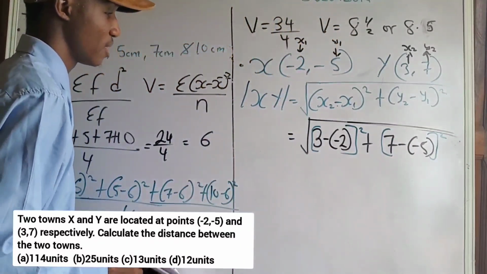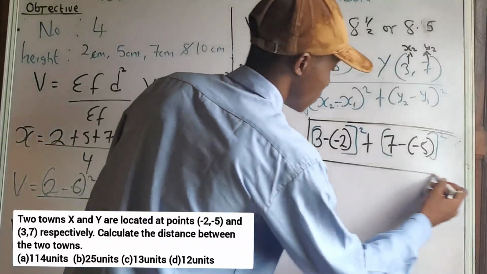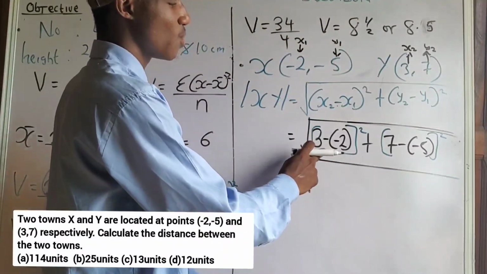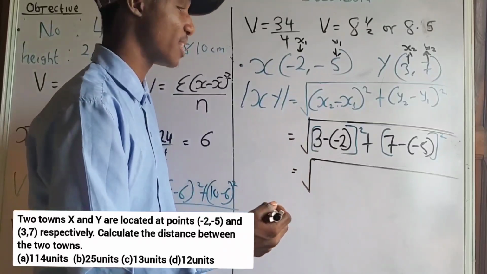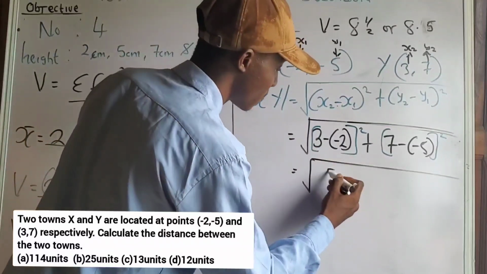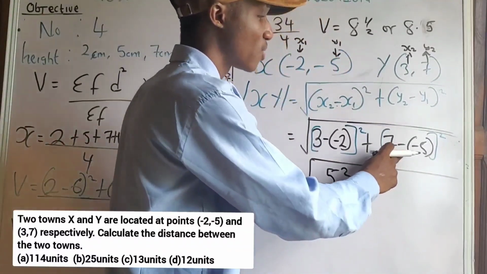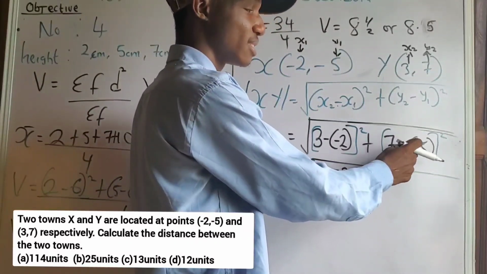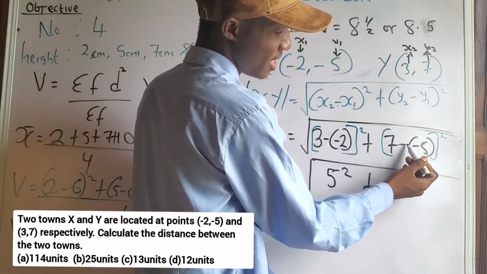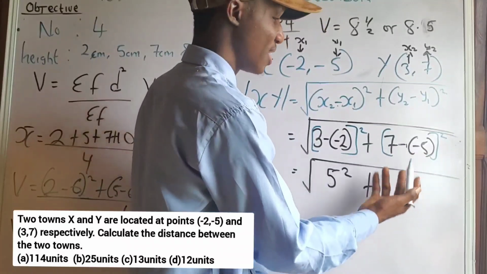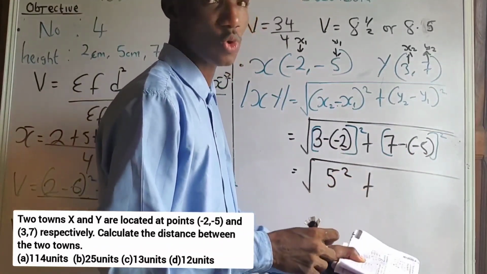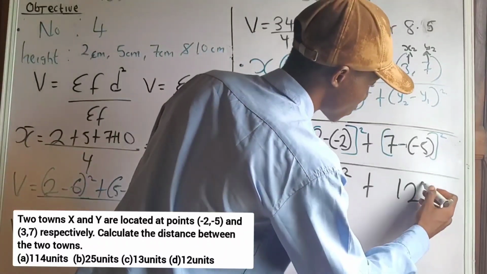Now for this, I'm going to have the square root of 3 minus -2. Negative times negative will give us positive. So I'm going to have 3 plus 2, that is 5. So I'm going to have 5 squared plus 7 minus -5, that is what? 7 plus 5. Because if you take the product of a negative number and a negative, there is an invisible one here. You understand? Negative times negative will give us plus. So 7 plus 5 is what? 12. I'm going to have 12 squared.